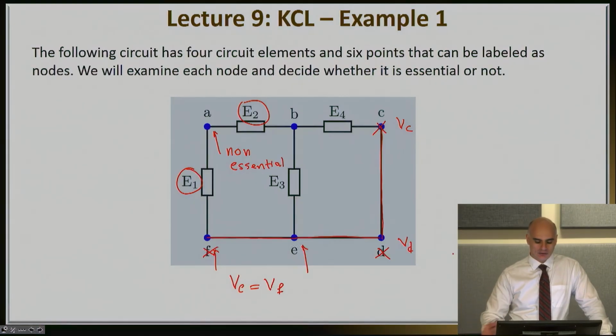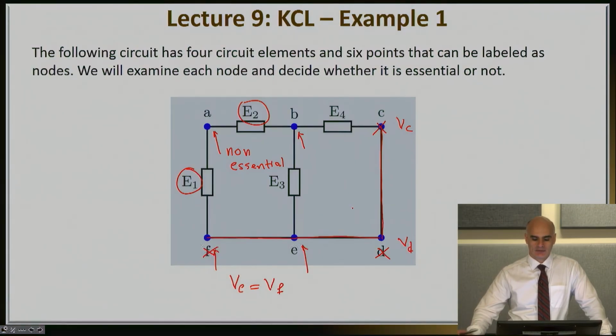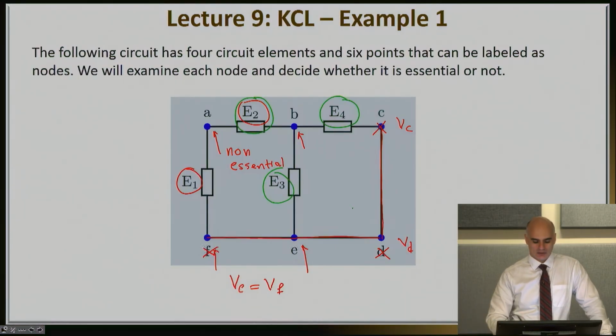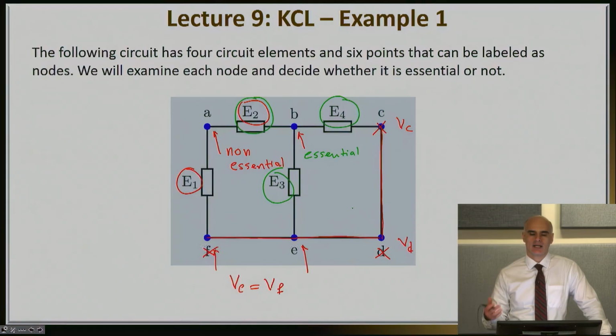Finally, let's look at node B. Node B is right here. It's a legitimate node. There is no short circuit between this node and ground. And if I count the number of devices, I will have E2, I will have E4, and I will have E3. So this is really an essential node in the sense that I have exactly three devices, and anytime I have three devices or more, I have an essential node.